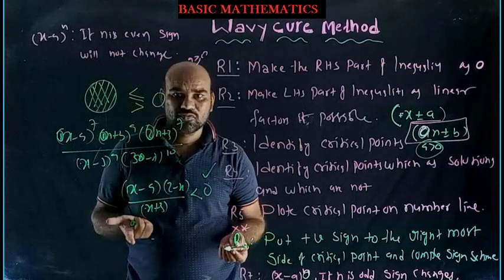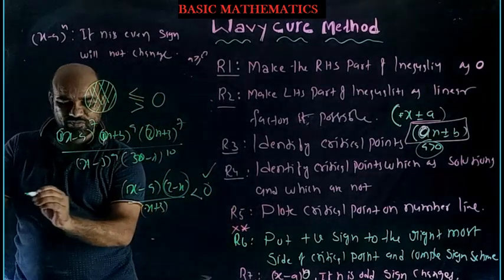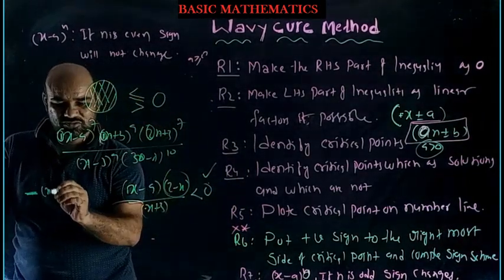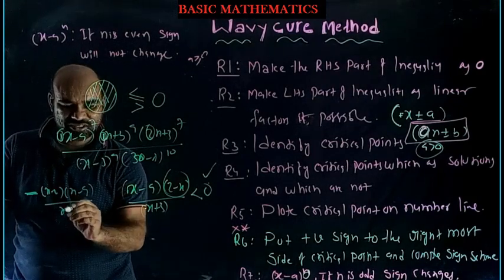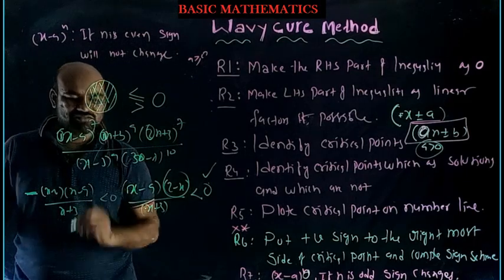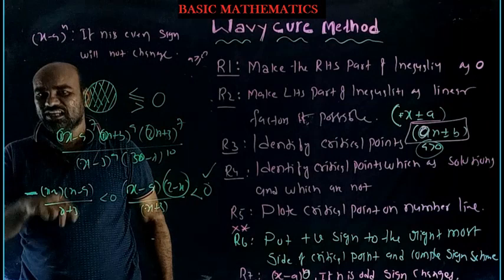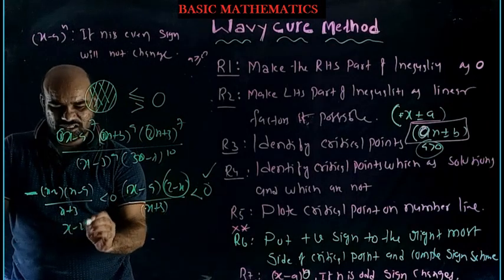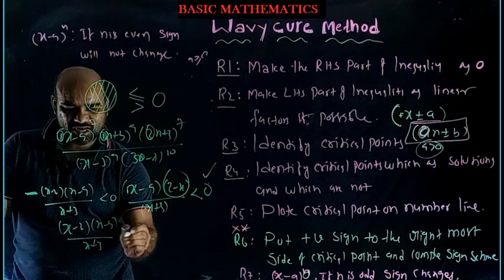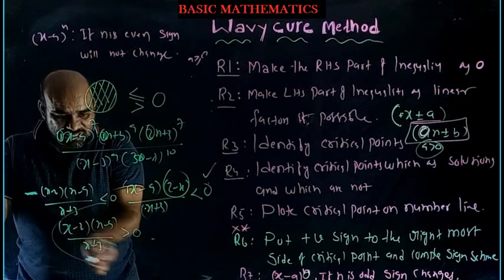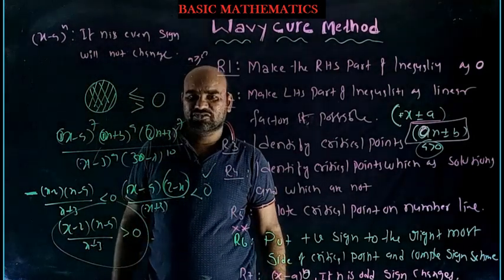What should we do? Take minus one common here. Minus common. What happened to that? (x minus 2) as it is, (x minus 9) as it is, (x plus 3) is less than 0. We don't want the minus symbol here. Multiply minus on either side; the inequality will alter. So (x minus 2) into (x minus 9) by (x plus 3) is now greater than 0. Now this is in standard form. Now we can apply the wavy curve method. You can find the value of x.